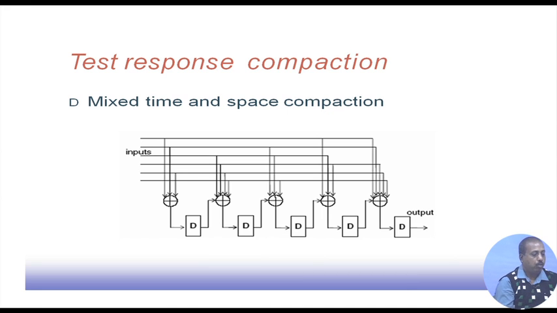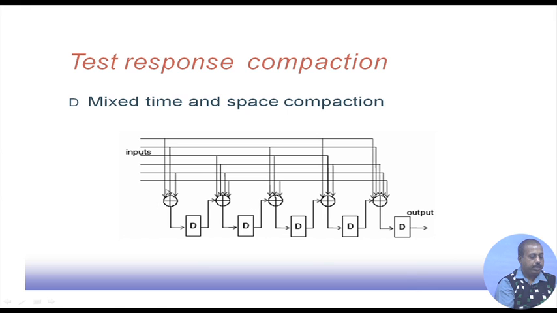So, we can also have a mixed time and space compaction mechanism. You see what has happened is that this circuit is coming from the scan chain side. It has 6 inputs, there are 6 scan chains coming, and I have this XOR network. It is some sort of space cum time compactor.